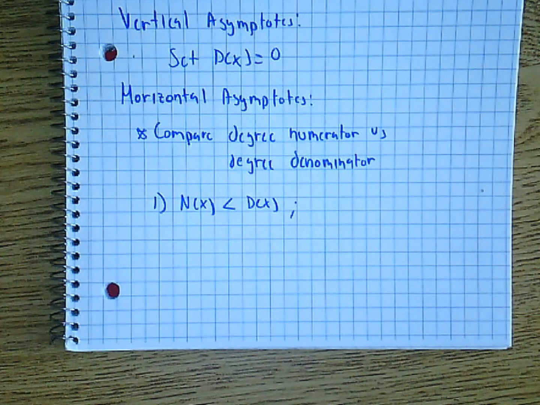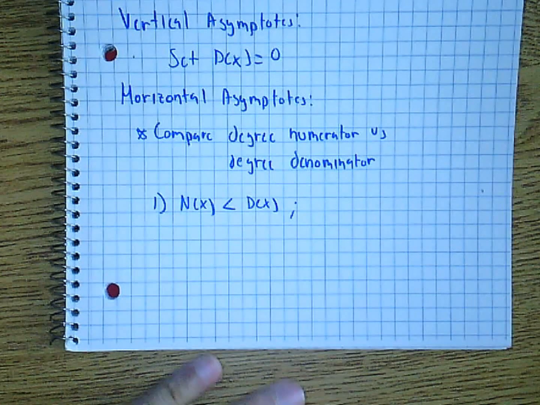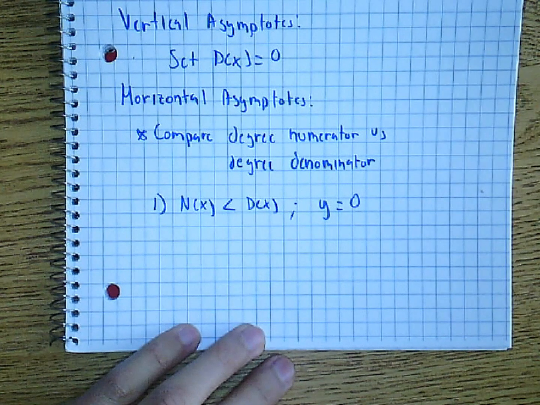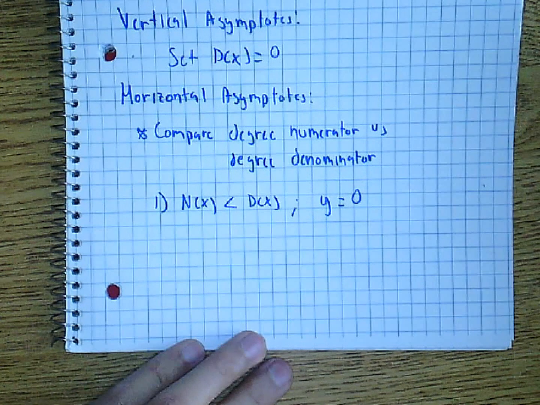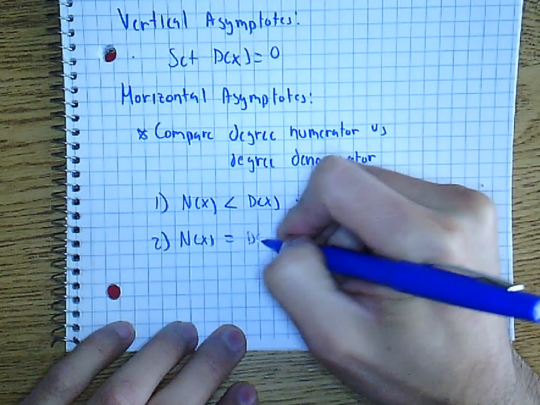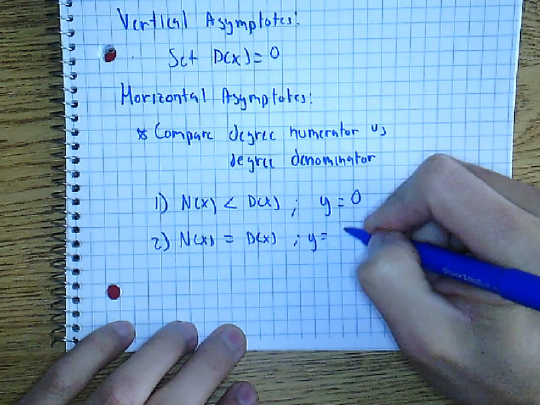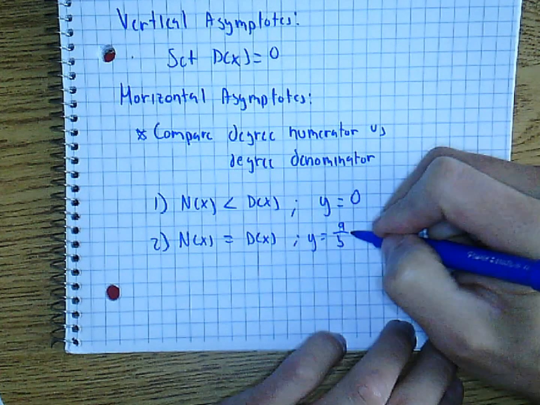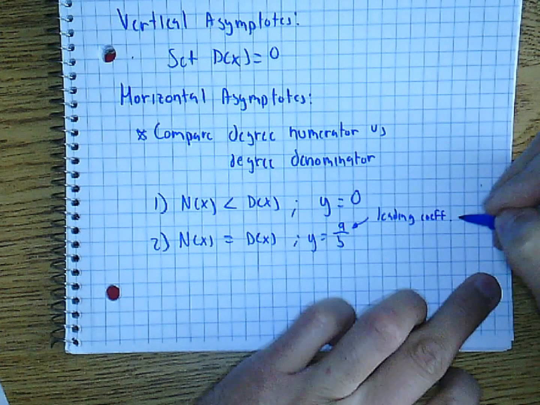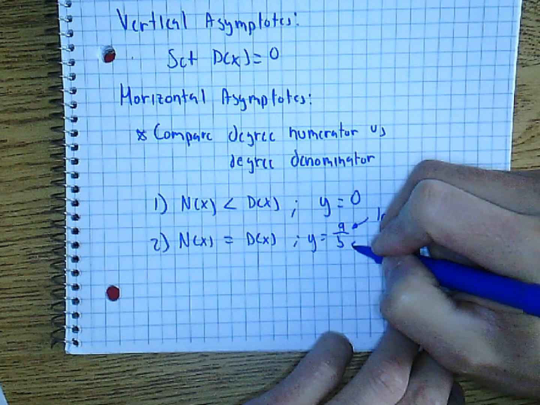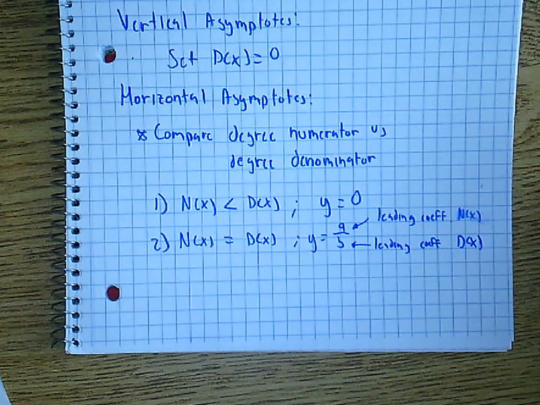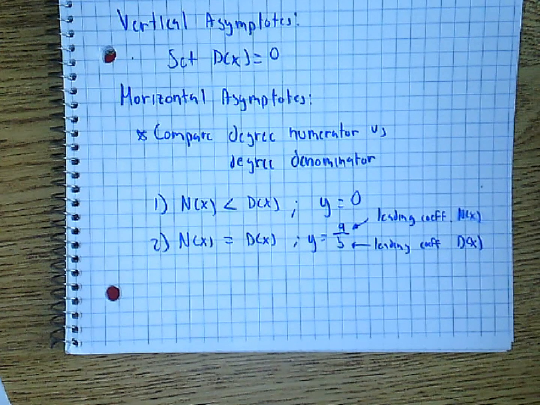Okay, we have an asymptote at y equals 0. Guaranteed. I don't really care what the numbers are. If the degree of the numerator is smaller, you automatically have an asymptote at y equals 0. Scenario number 2. If the degree of the numerator is equal to the degree of the denominator, you will have an asymptote at y equals a divided by b, where a is the leading coefficient of the numerator and b is the leading coefficient of the denominator. So in other words, you've got to find out what the leading coefficient is for the numerator and the denominator and divide them. Whatever the division of those two numbers is, that's where your horizontal asymptote will be located.